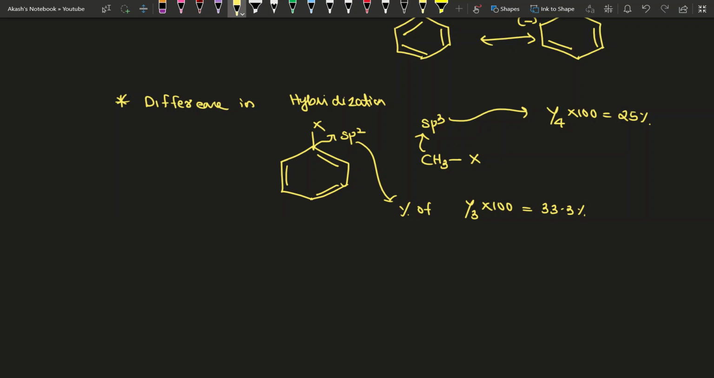So when it is closer to the nucleus, what will happen? The shared pair of electrons will be bonded very closely, or this bond will be stronger. Why? This carbon is sp2 hybridized, and sp2 hybridized orbitals are closer to the nucleus. So the bond will become stronger, or that shared pair of electrons will become closer. As a result, bond strength increases, bond length decreases.